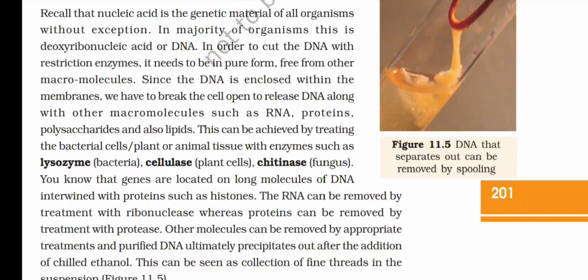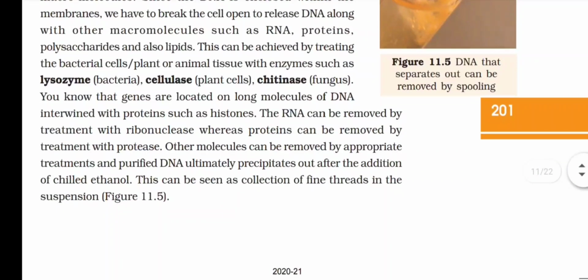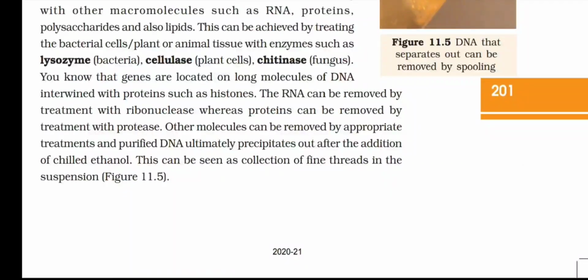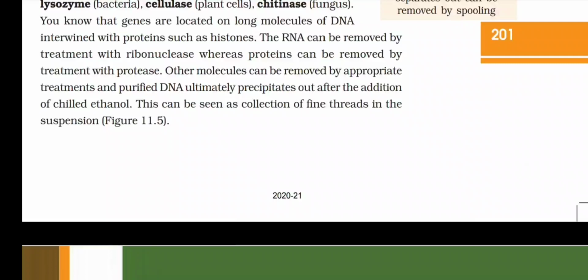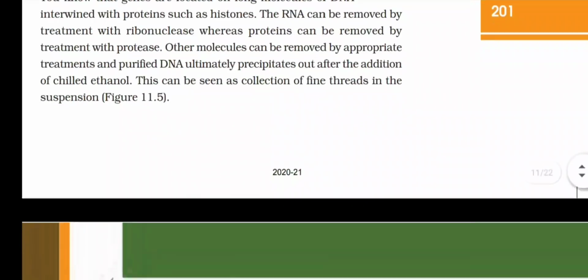Okay, so lysosome, bacteria, cellulase, plant cells, and chitinase is basically a fungus. You know the genes are located on long molecules of DNA intertwined with proteins such as histones. The RNA can be removed by treatment with ribonuclease, whereas proteins can be removed by treatment with protease. Other molecules can be removed by appropriate treatments, and purified DNA ultimately precipitates out after the addition of chilled ethanol. This can be seen as a collection of fine threads in suspension.